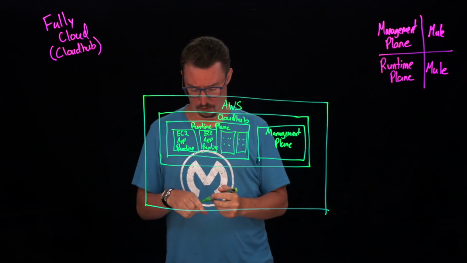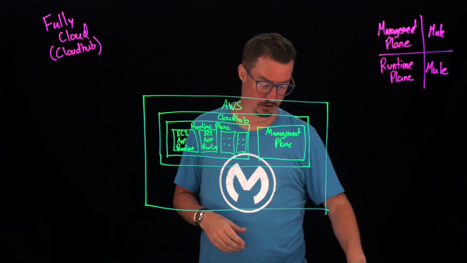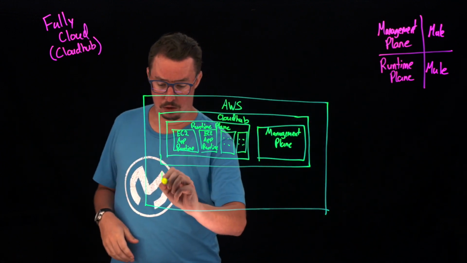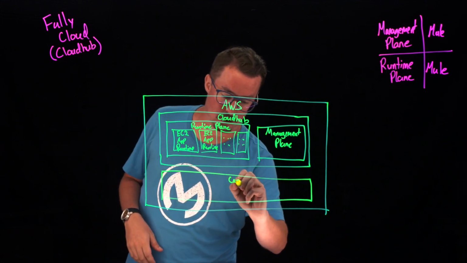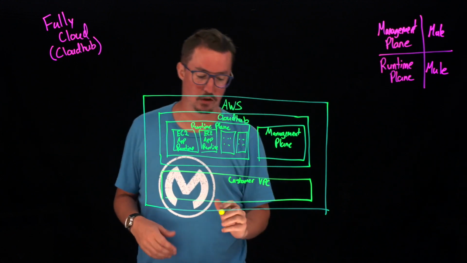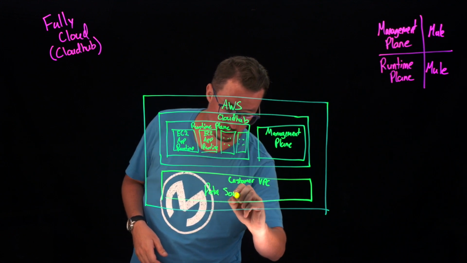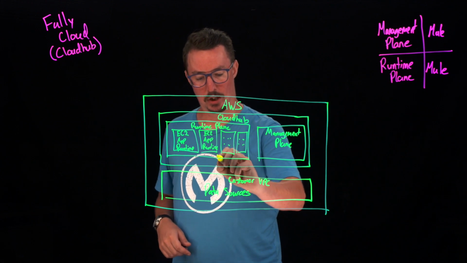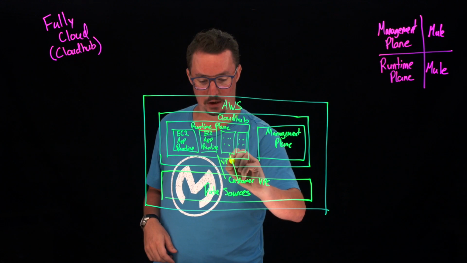Now, you may be thinking to yourself, well, that's well and good, but sometimes you need to actually connect up to other data sources. So maybe that data source is in AWS. Maybe you have your own customer VPC, and you might have data sources in here. If you wanted to, you could actually connect up your runtime plane with the customer VPC via VPC peering.